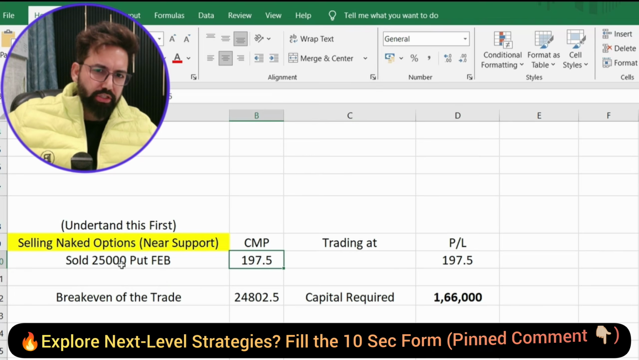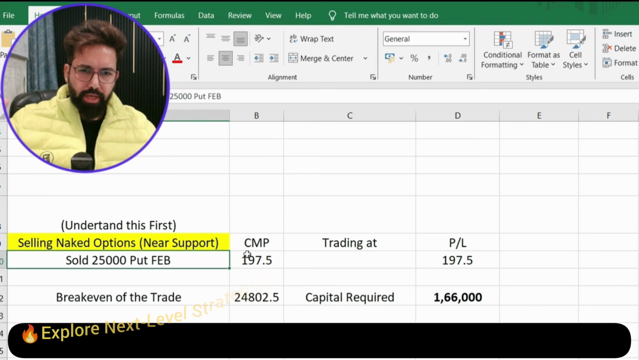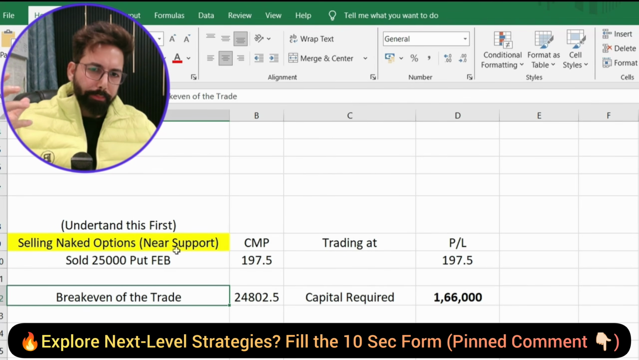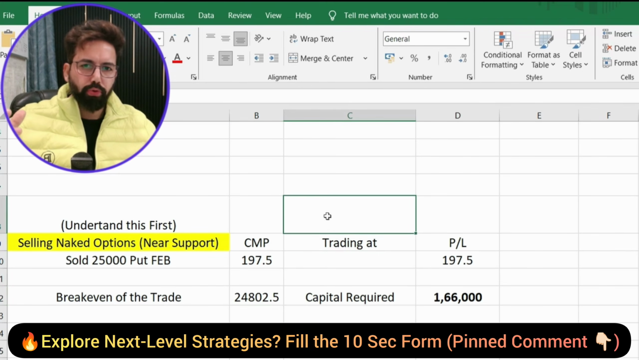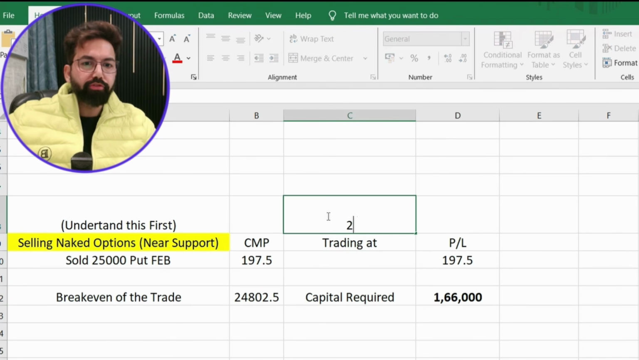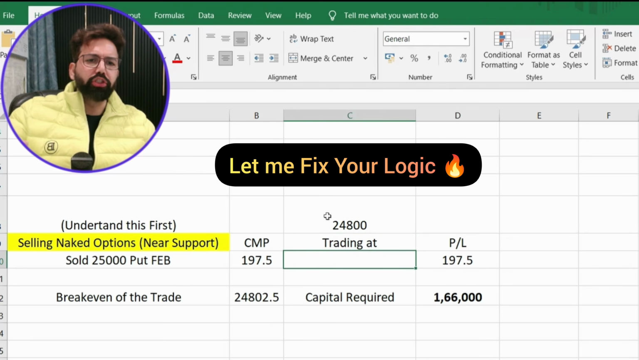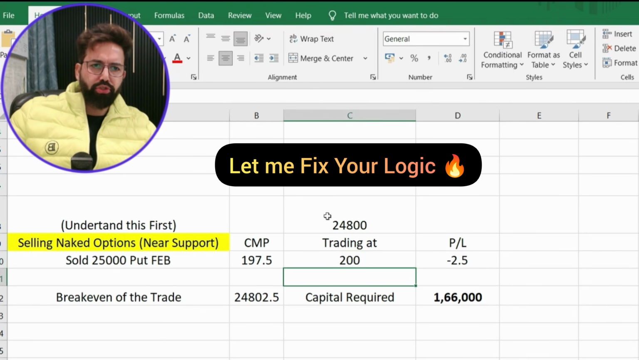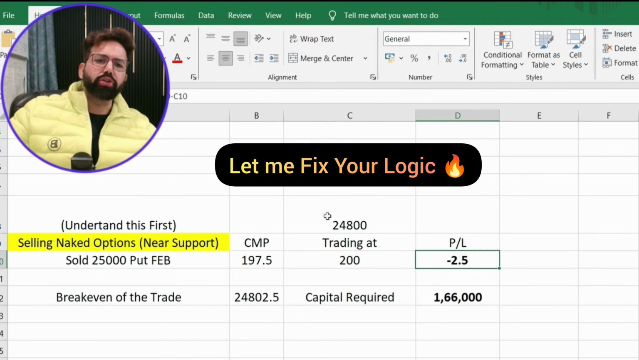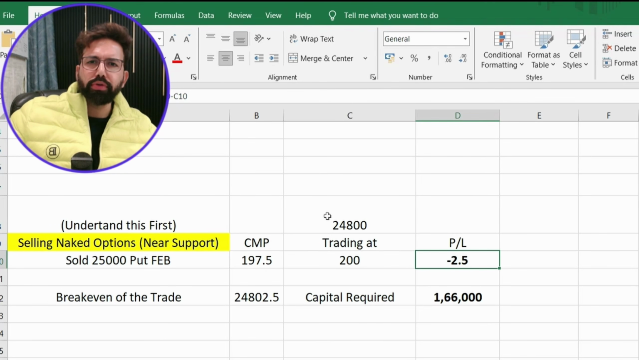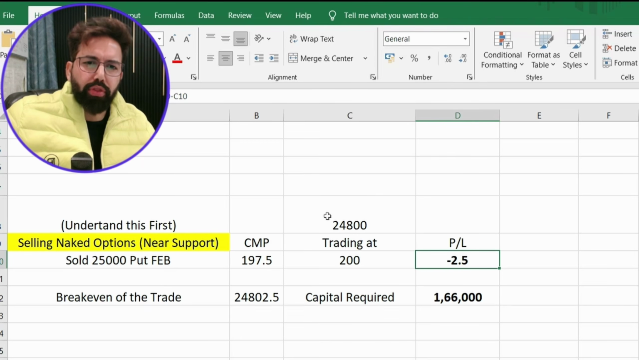Now here what you see is that if we sell this particular put, trading at 197.5, the break even of the trade is 24,802. What I mean is that suppose Nifty goes down to 24,800, then naturally this put is going to be in the money by 200 points. Simple calculation. In that situation, the trade comes out in loss. That means the real loss starts from 24,802.5. That is the break even.